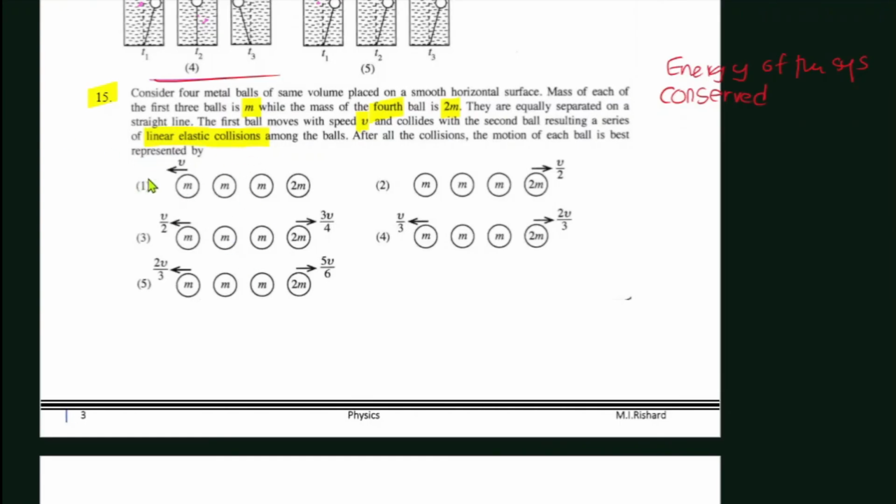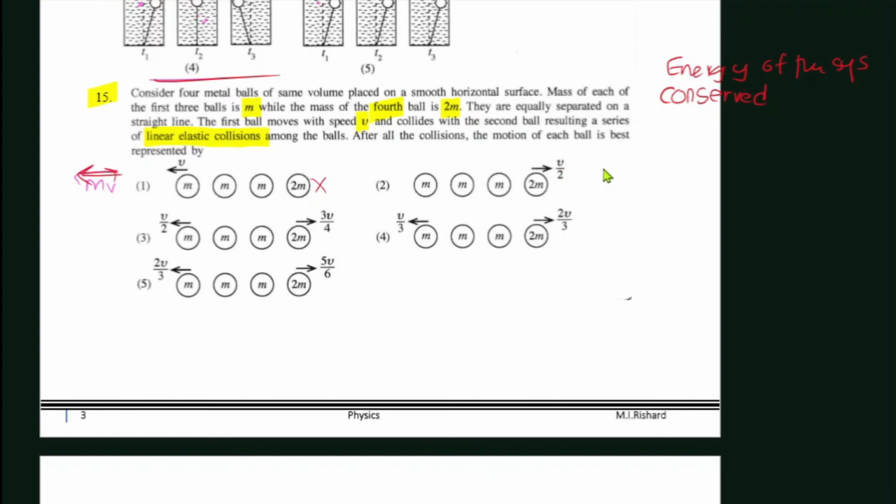So in this kind of a problem, we will have to use an elimination process, right? So just see this first one. What is the final linear momentum of the system? mv in this direction. So will it be valid? No, because we need mv in the other direction, but in this case mv is in this direction, so therefore it's wrong. Let's go for 2.